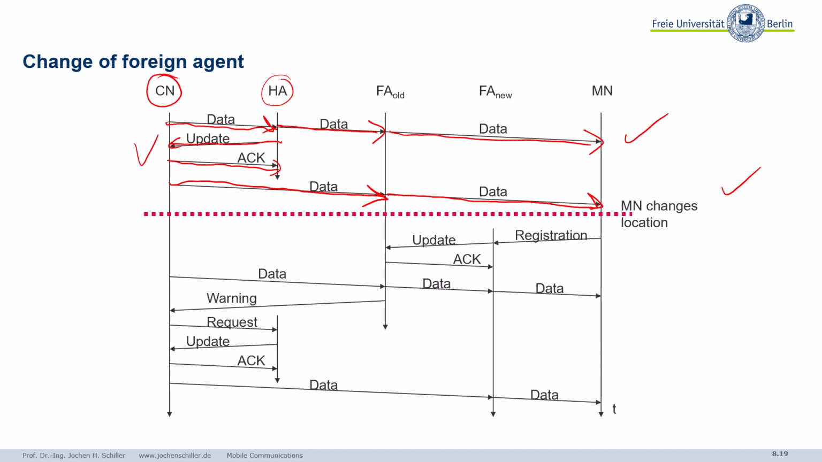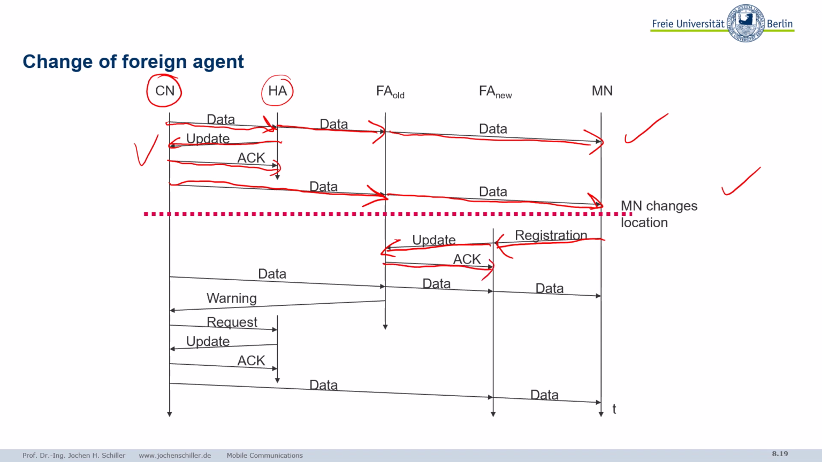So now we perform the registration here. The new foreign agent knows there's a new mobile node, and you also tell the new foreign agent, well, my old foreign agent was this one, and this means you also send an update to the old one, which is acknowledged.